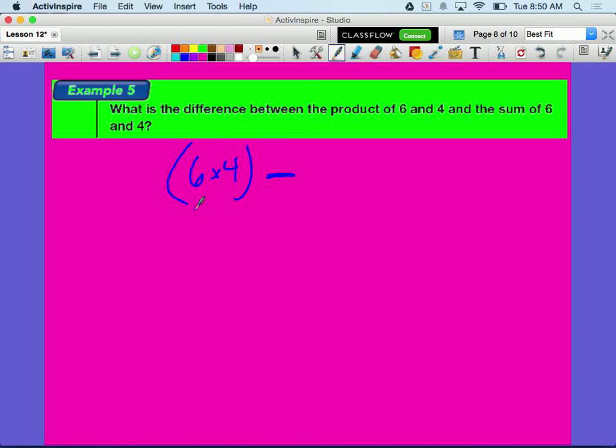Now I need to put that in parentheses, okay, so that we follow order of operations. This is between the product of 6 and 4 and the sum of 6 and 4. Okay, so I'm going to take 6 times 4, I'm going to take 6 plus 4, and then I'm going to subtract those answers. Okay. So when I take 6 times 4, I get 24. Take 6 plus 4, I get 10. When I subtract, I get 14.